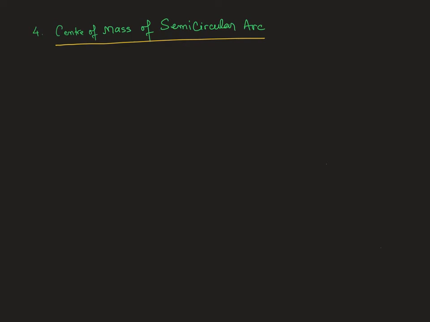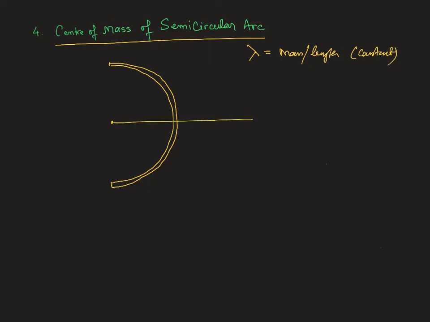In question number 4, we have to find the center of mass of a semicircular arc. So here is the semicircular arc, and it has uniformly distributed mass. So lambda is mass by length, and that is constant. Here the x-axis is the axis of symmetry, y-axis here, and O is the center of curvature of this arc.